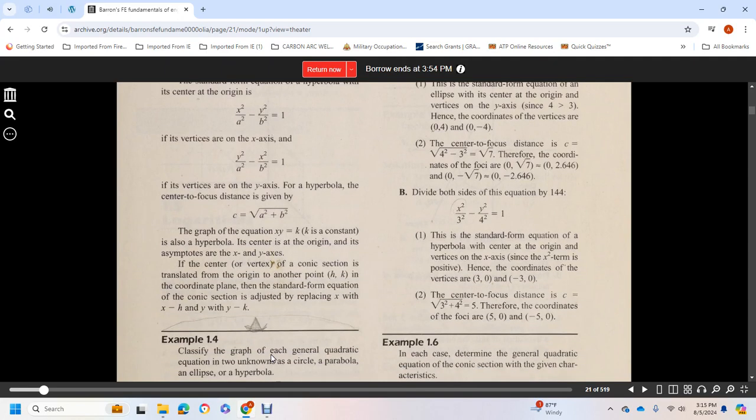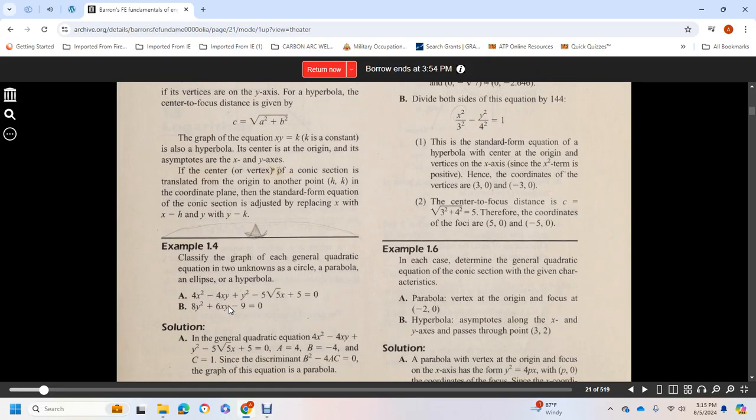The graph of the equation xy equals k, where k is a constant, is also a hyperbola. It has its center at the origin, and its asymptotes are the x and y axes. For a conic section with its center or vertex translated from the origin to another point (h, k) in the coordinate plane, the standard form equation is obtained by just replacing x with x minus h and y with y minus k.